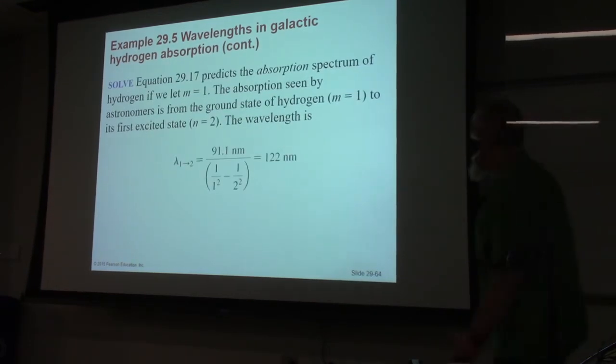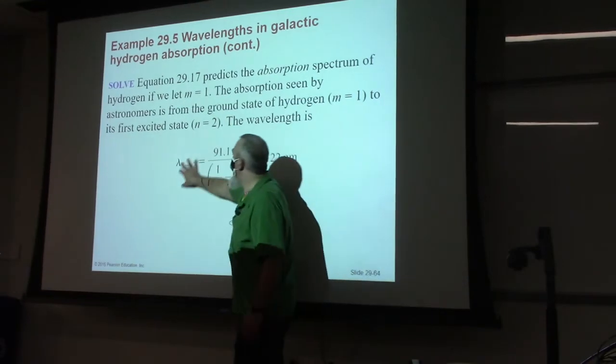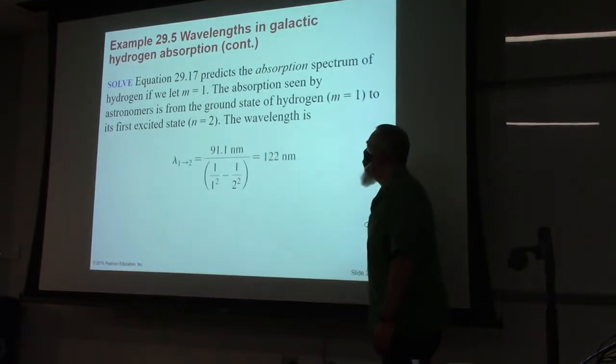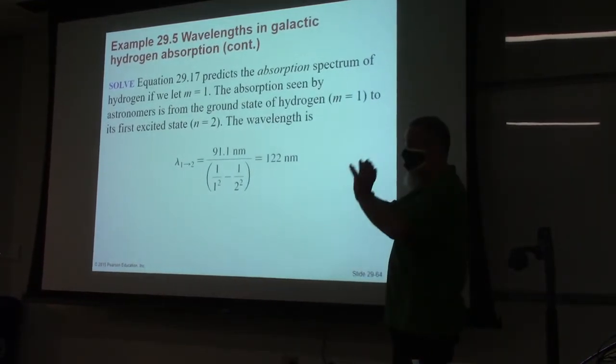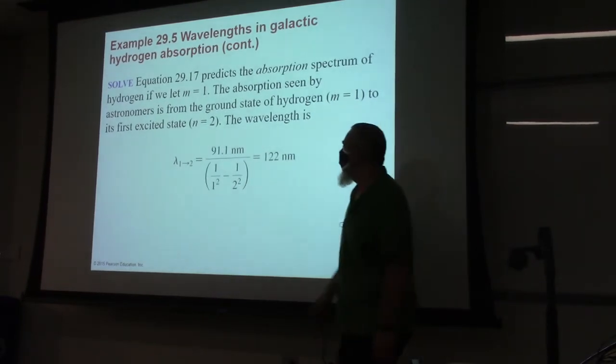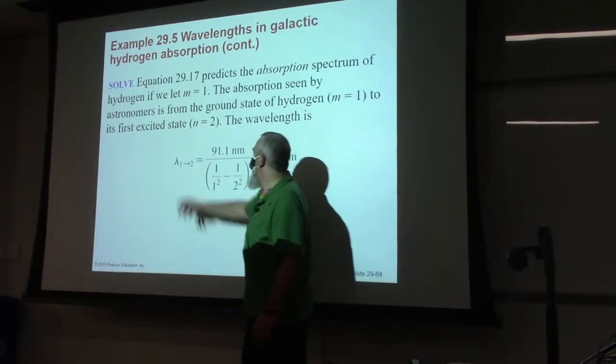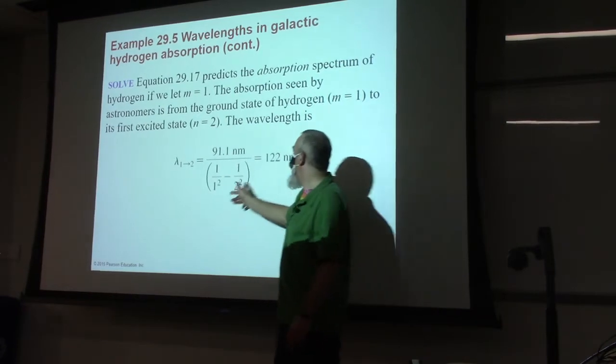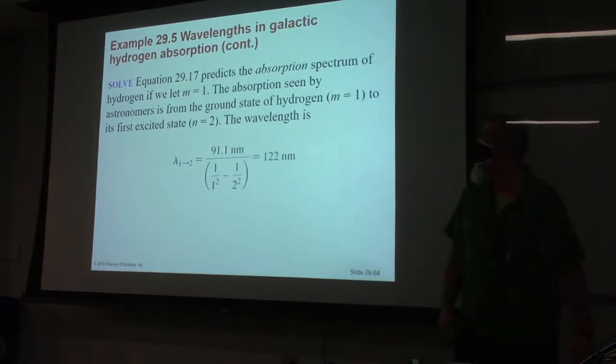Okay, so we can use this formula that we just came up with. So 91.1 nanometers, that's just in the formula. This is n to m, so 1 to 2, you get 122 nanometers.